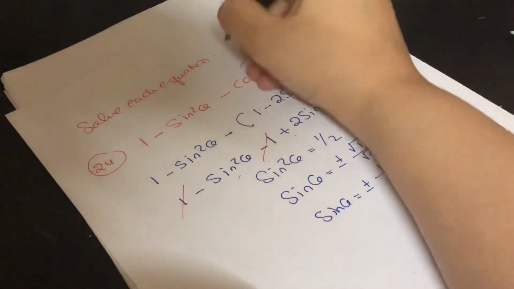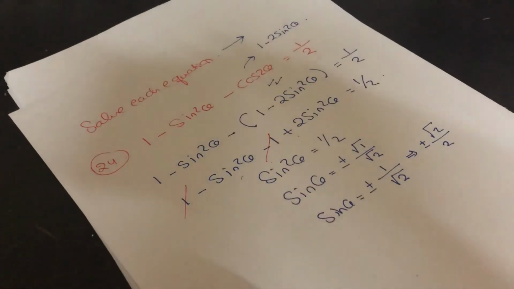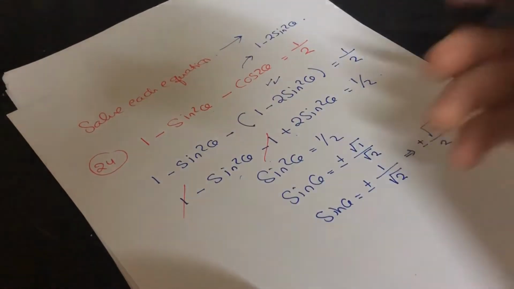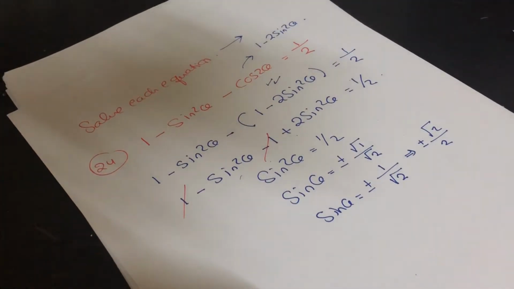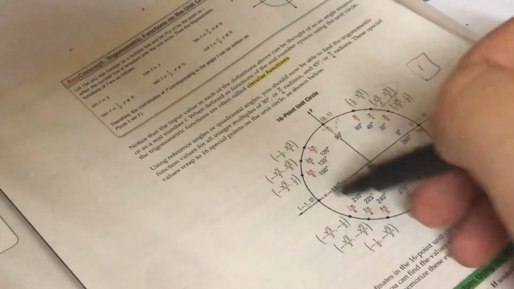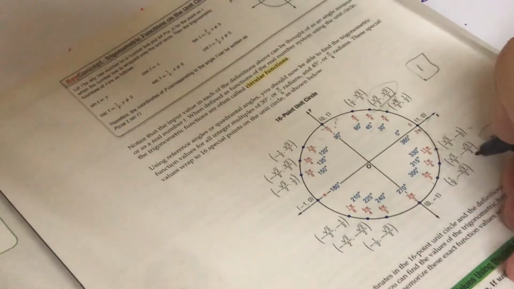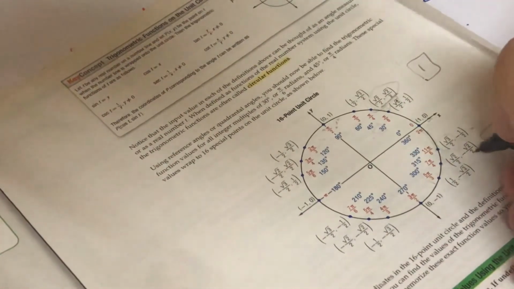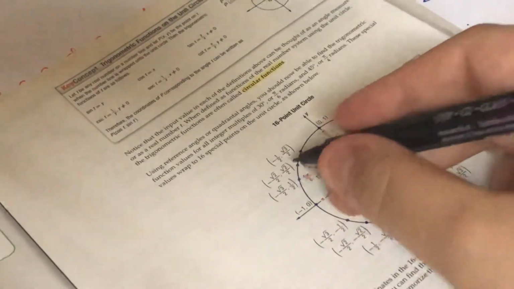This question did not give me an interval from 0 to 2 pi, so I should write all the possible answers when sine is equal to root of 2 over 2. In all the quarters, I have sine equal to root of 2 over 2 over here, negative root of 2 over 2 here, negative root of 2 over 2, root of 2 over 2, negative here, positive here. So how will I write that?